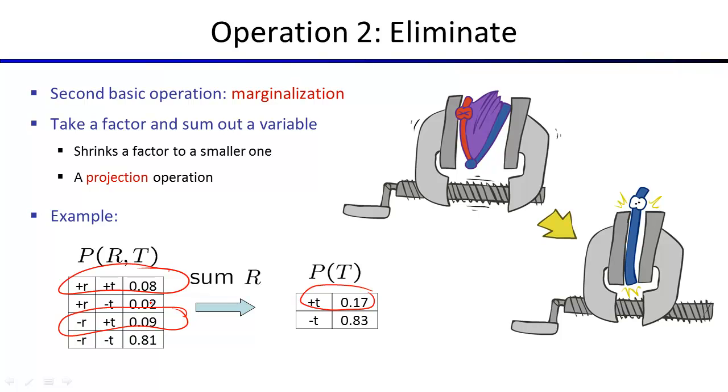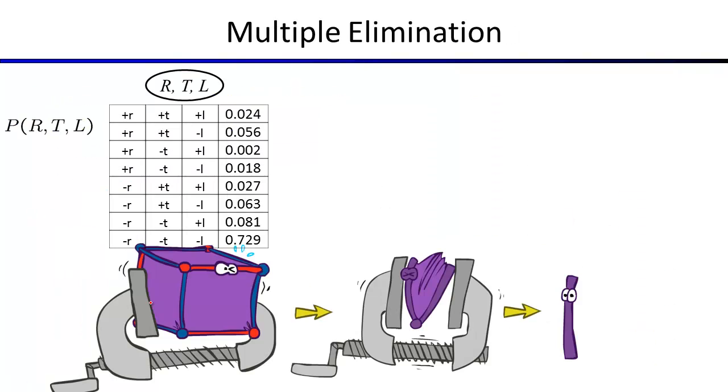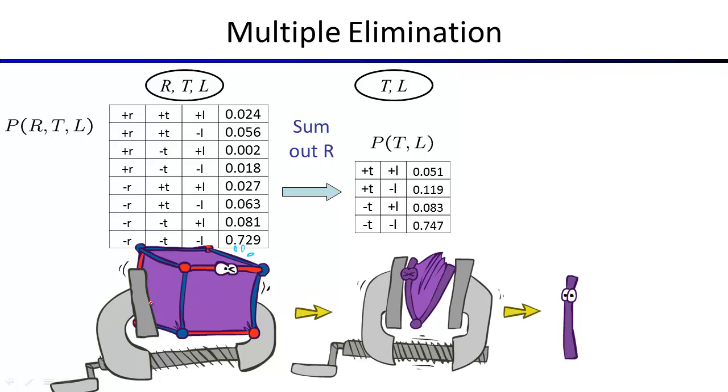Elimination shrinks what we have to a smaller table. So it's really what we want as early as possible in the process. Right, you can do this multiple times. So you might have a full joint over R, T, and L. You might first sum out over R, which gives you a table that still has both T and L. And the corresponding entries, again, are computed by summing together.